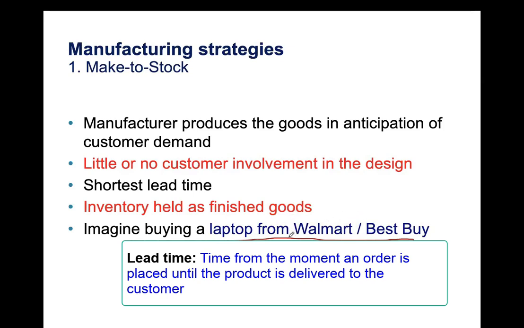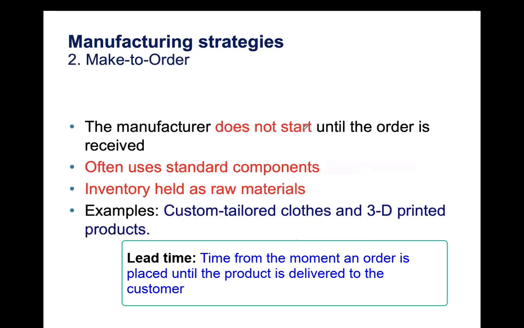You have to pick up whatever is available on the shelf. You cannot customize it. So these are the characteristics of make to stock, which means that while on the one hand, a product is readily available and it's more economic, your choices are limited. You cannot do customization. Then the next strategy is called make to order.